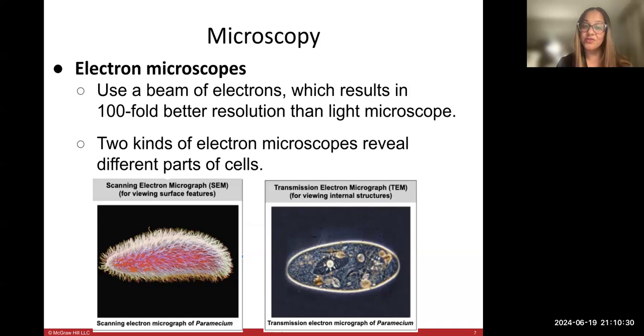So there's a scanning electron microscope for scanning the external surface of things. That's a paramecium on the left and all of its little cilia all around it. And on the right, there's a picture of the same thing, a paramecium under a transmission electron microscope for viewing internal structures.